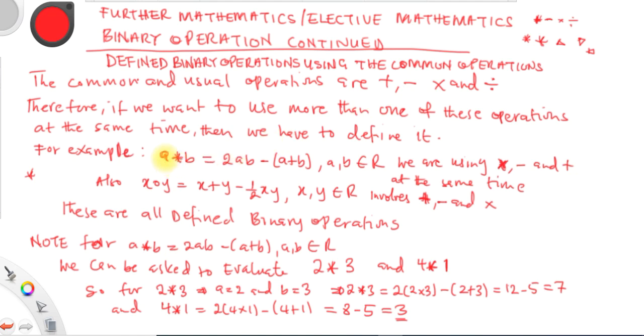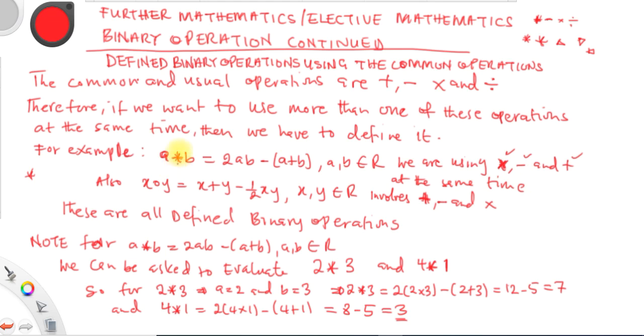So we are saying that star, having two elements, A star B is equal to 2AB minus (A plus B), where A and B belong to the set of real numbers. So this operation star is defined on the set of real numbers. We are using the usual operations multiplication, subtraction, and addition. We are using these three usual operations at the same time.